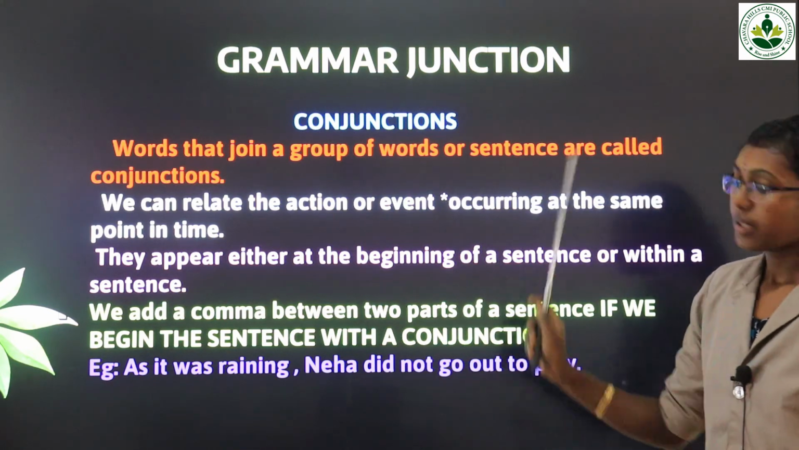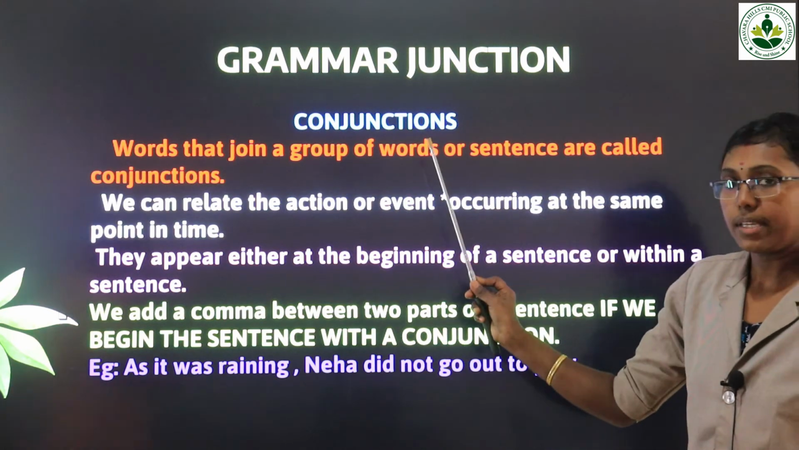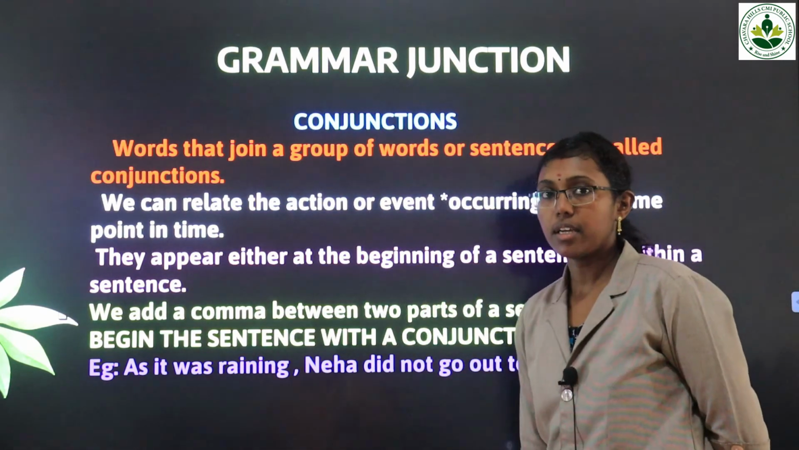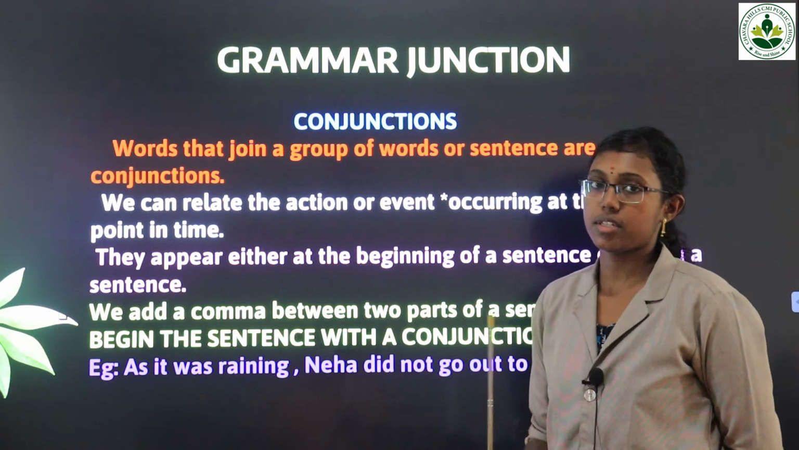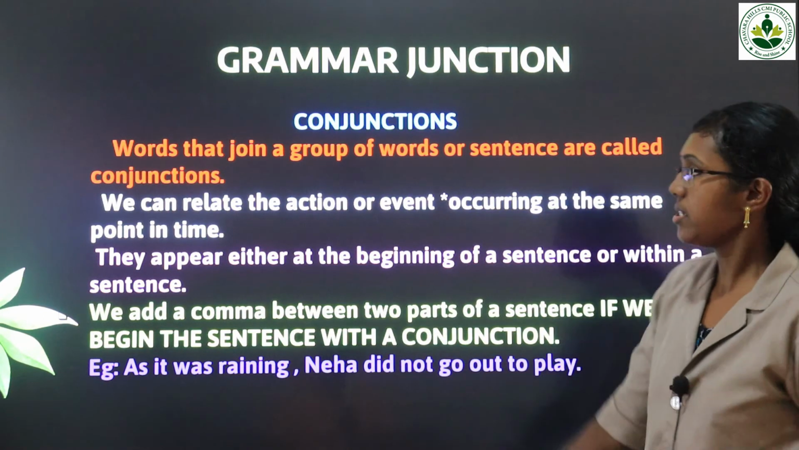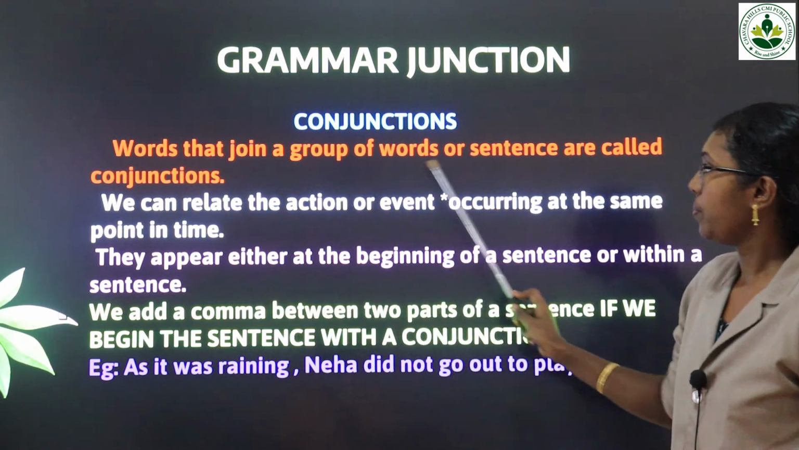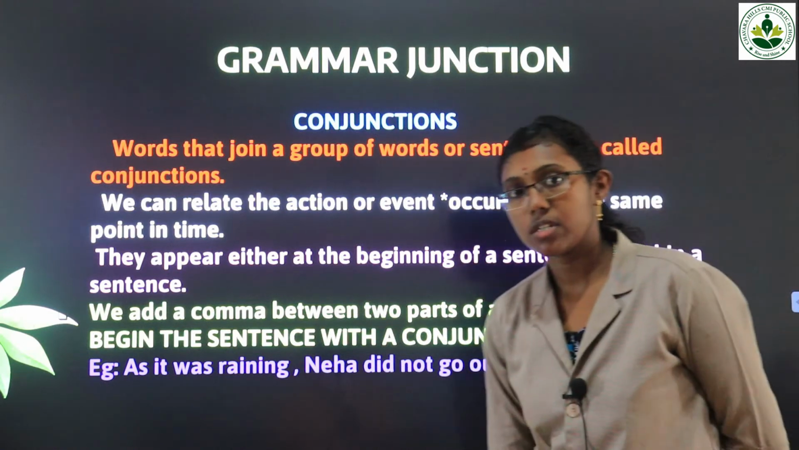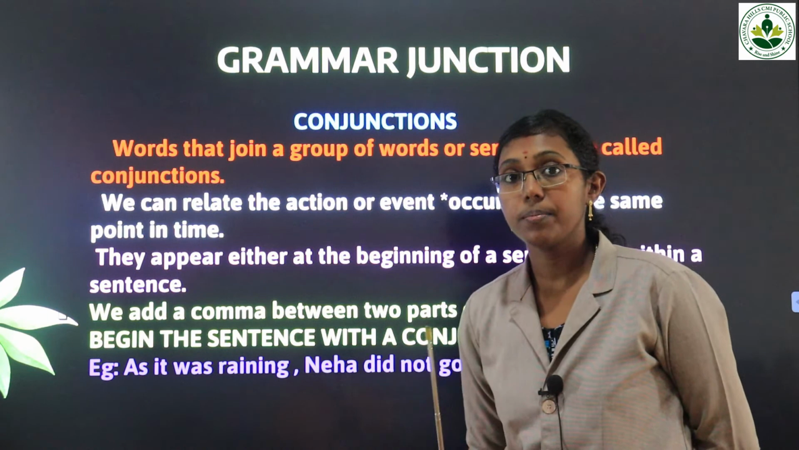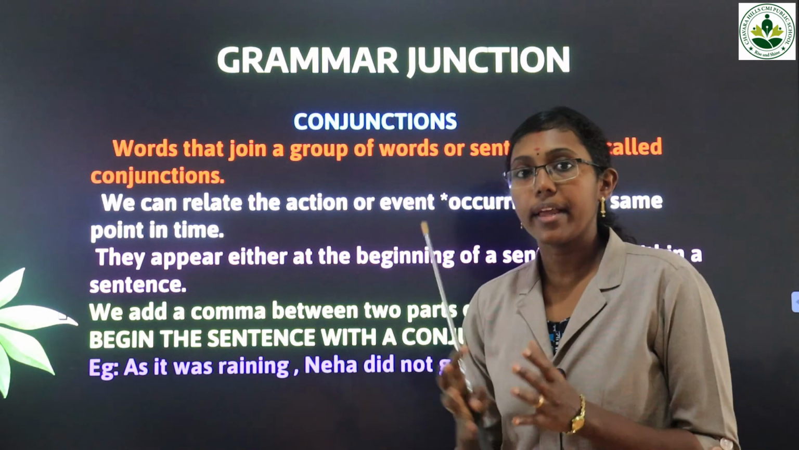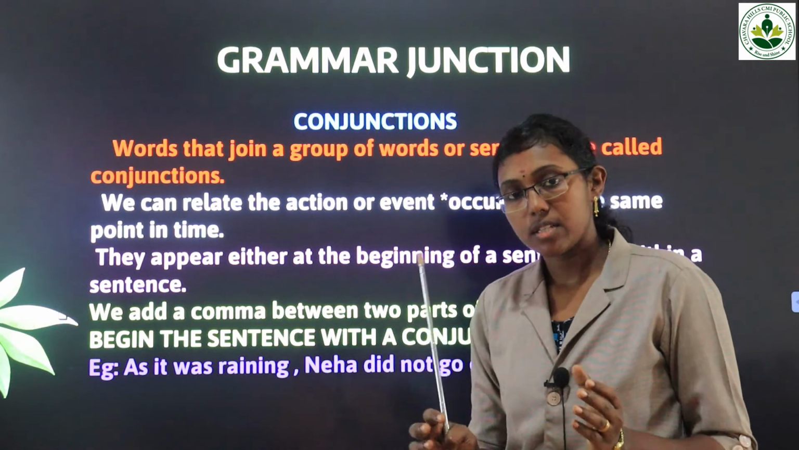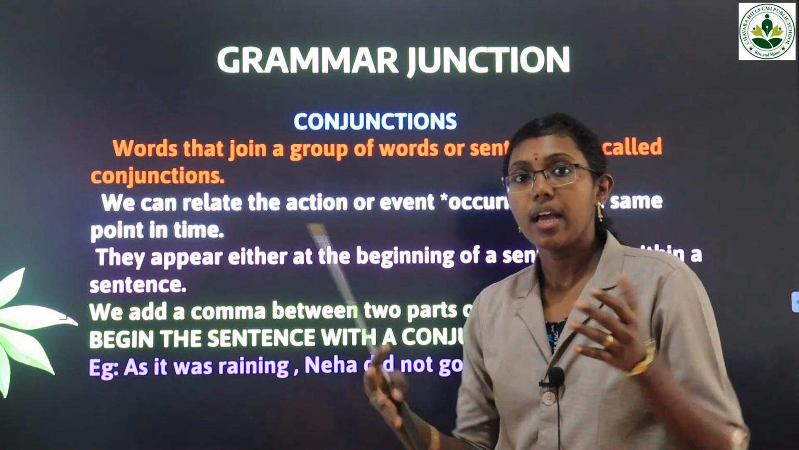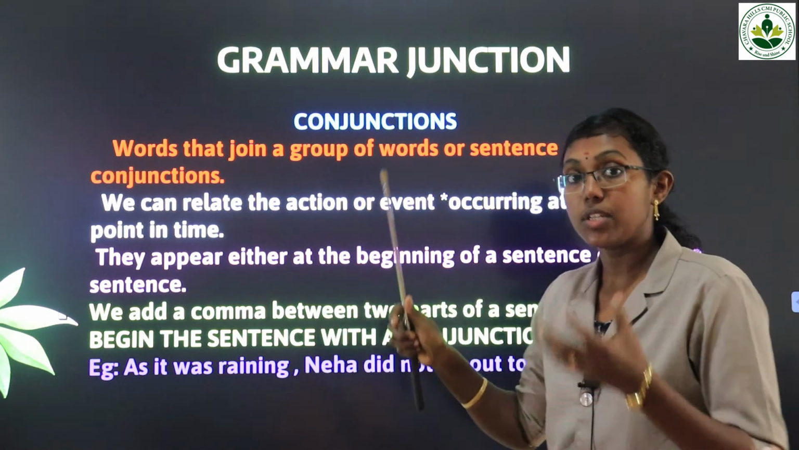Next, in the Grammar Junction in your textbook, the topic is conjunctions. So many conjunctions are there, but today we have to study only three conjunctions. First we can see what we mean by conjunctions. Words that join a group of words or sentences are called conjunctions. When you get the term conjunction, remember that conjunction means joining words. We are connecting two words, sentences or phrases into one, combining two ideas.